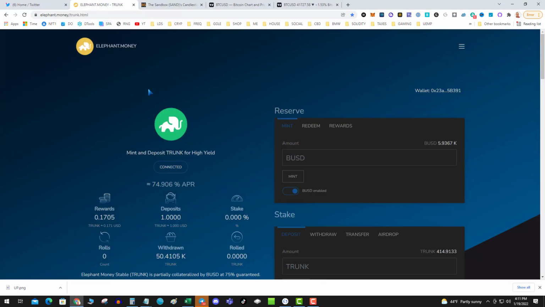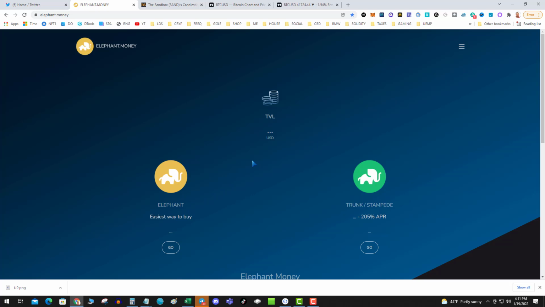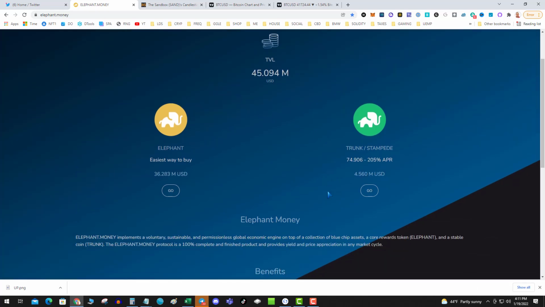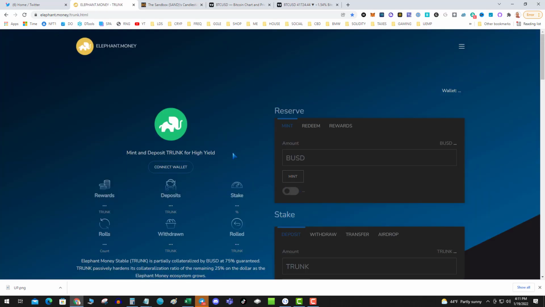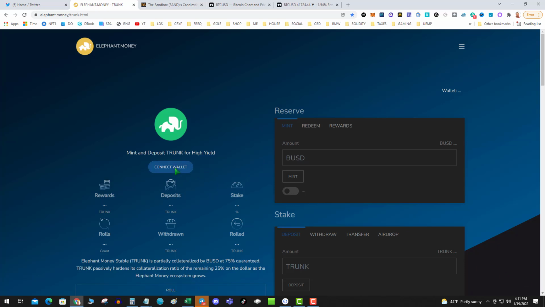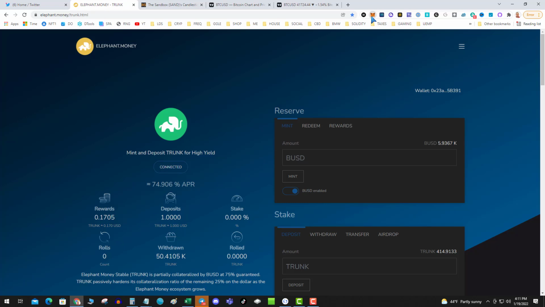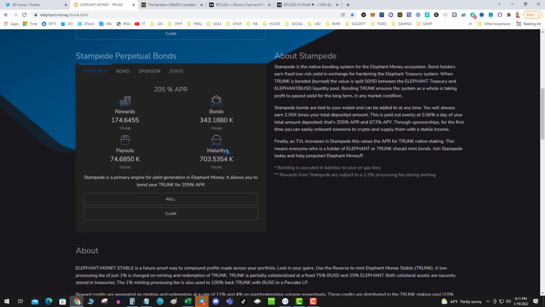So going back over to Elephant.money, TVL is still hanging out pretty good, about 45 million. Bonds are going along well. And like I said, I talked about this, bonding and Stampede is such a no-brainer. The gains are insane. It's just ridiculous. I've got almost 75,000 in divs so far. And like I said, I'm trying to build this to a $1 million position and take it when I need it.